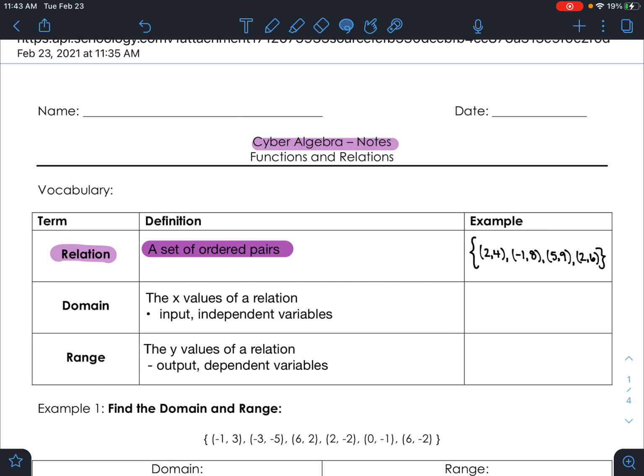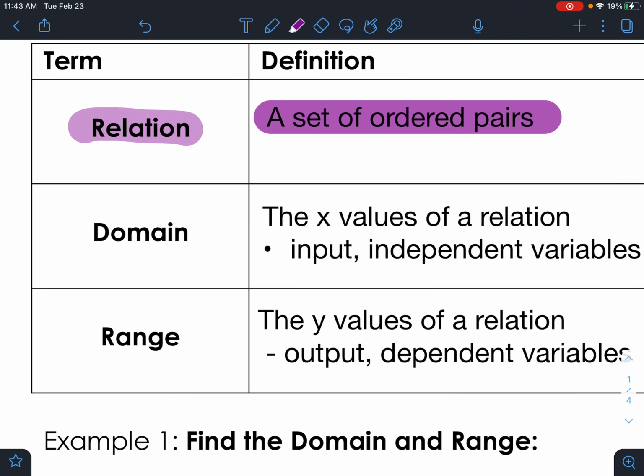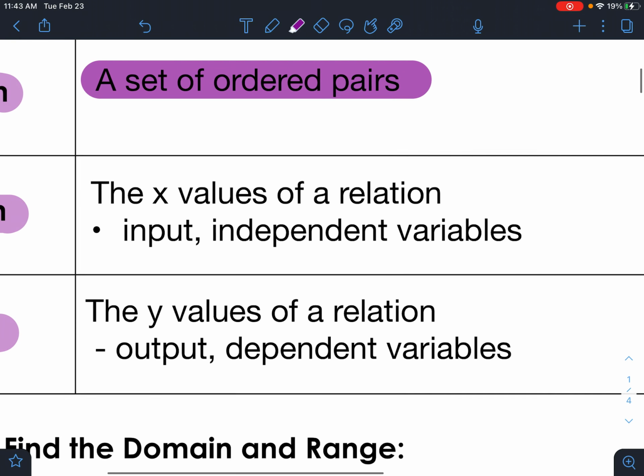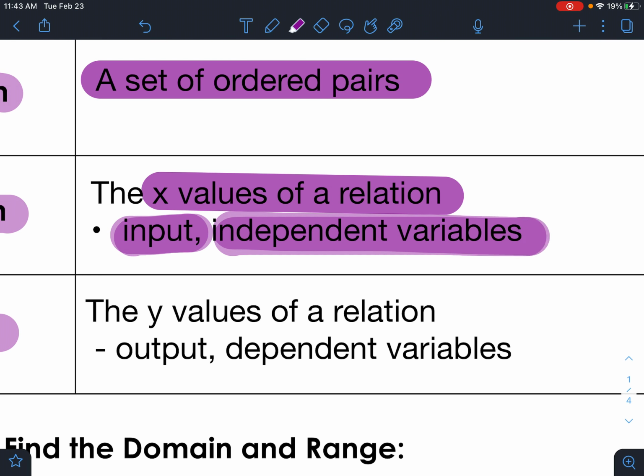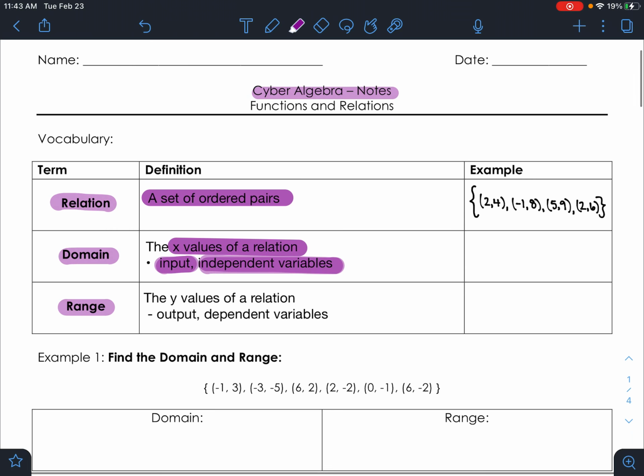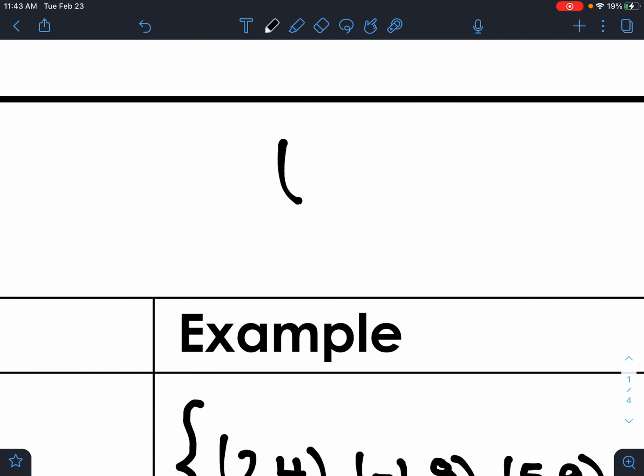So we're going to now dissect that relation into two other terms, called the domain and the range. And these are very simple, all right? A domain is simply the x values of a relation, okay? Other words for domain are input or independent variable, but typically we're just going to think about it as our x values, okay? Remember when we're talking about ordered pairs, our x values are first and our y values are second.